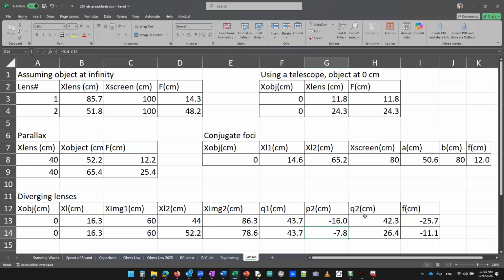Q2 is measured to the right of the second lens, from the second lens position to the image position. So this is easy. Subtract the two, and use a positive because the image is a real image, even if it went through a divergent lens. The image is still where we collected the light rays with a screen. So the screen shows the real image on it. Right? So here's Q2. And 1 over P2 plus 1 over Q2 equals 1 over F2.